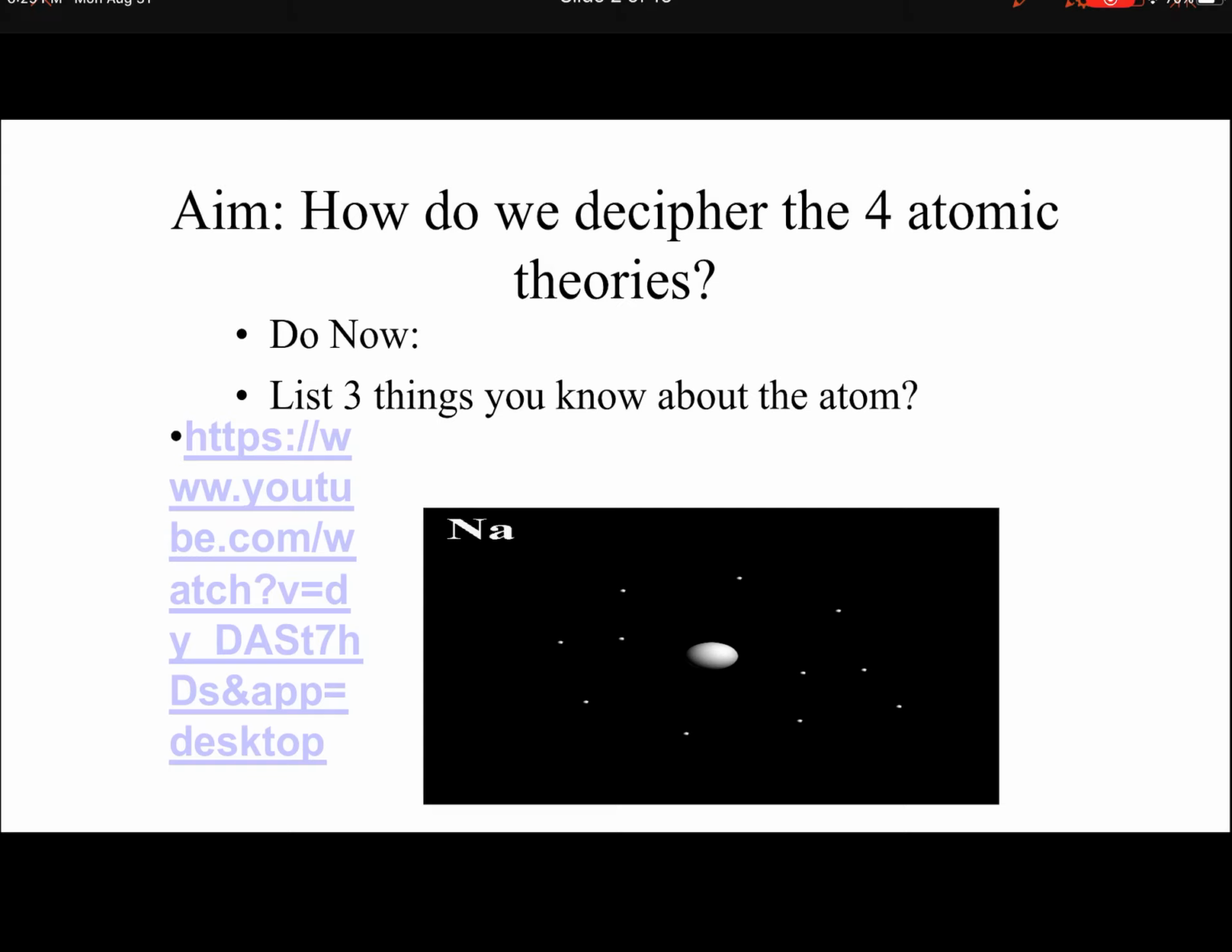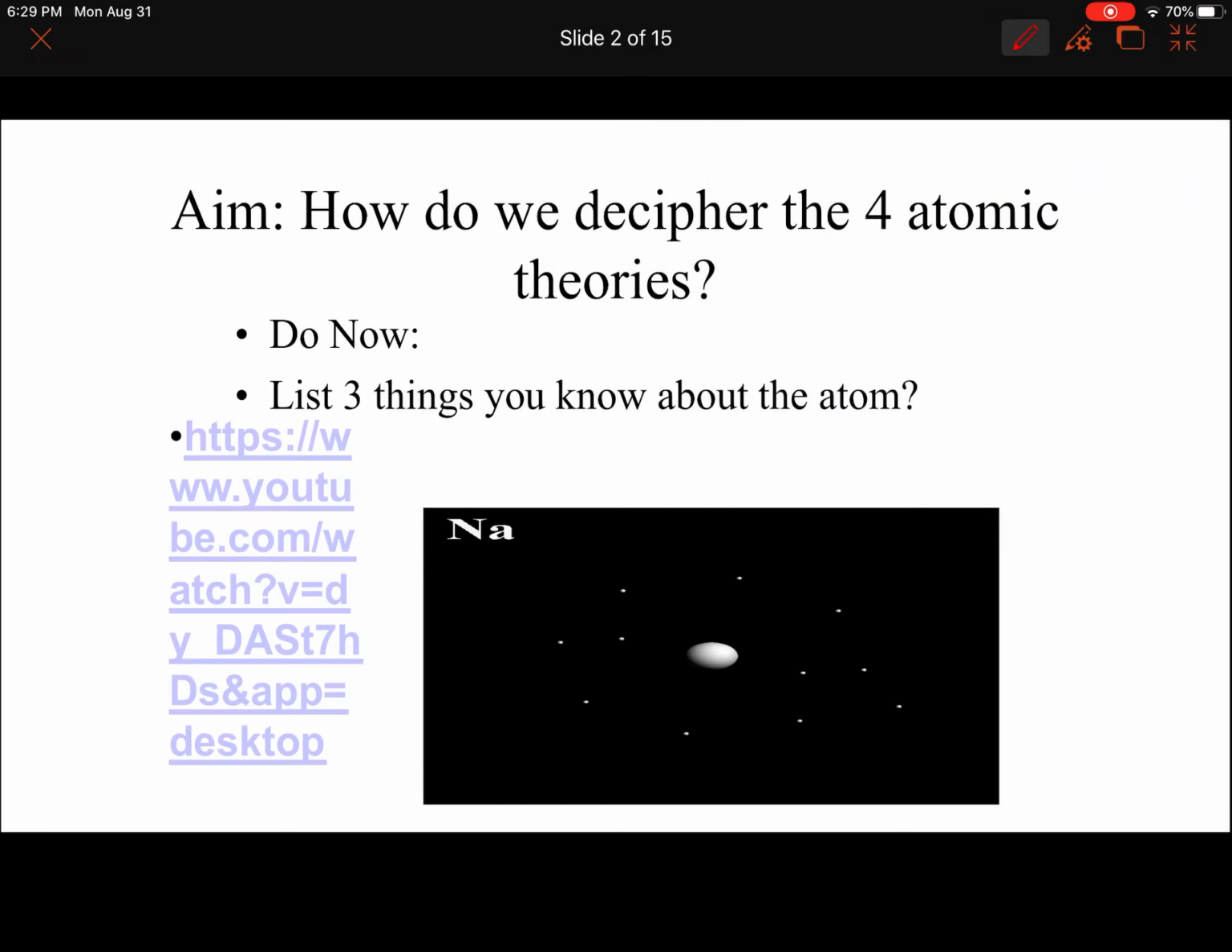Okay, and we're back. What are some things we know about the atom? Well, the atom is very, very small, right? Small. Makes up the world, or makes up the universe. Okay, let's move on.